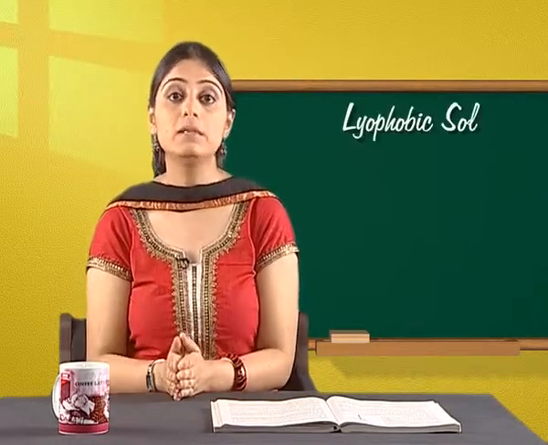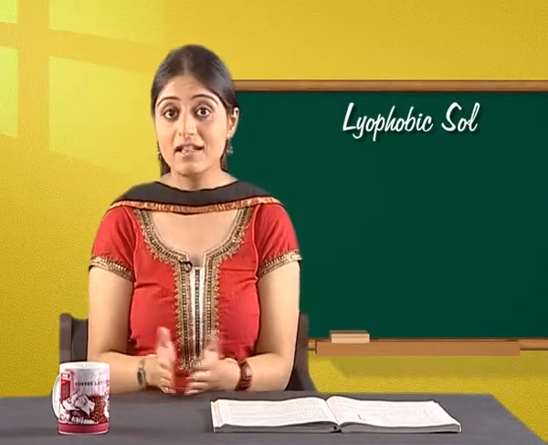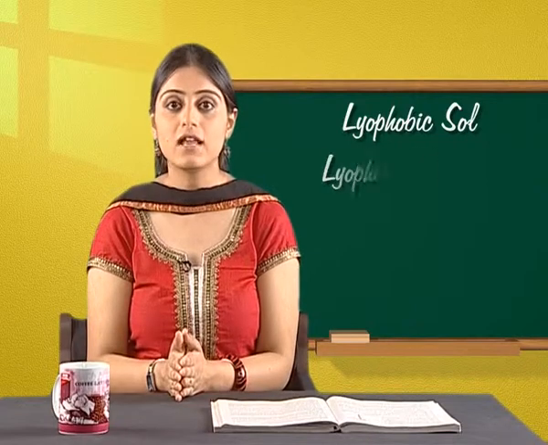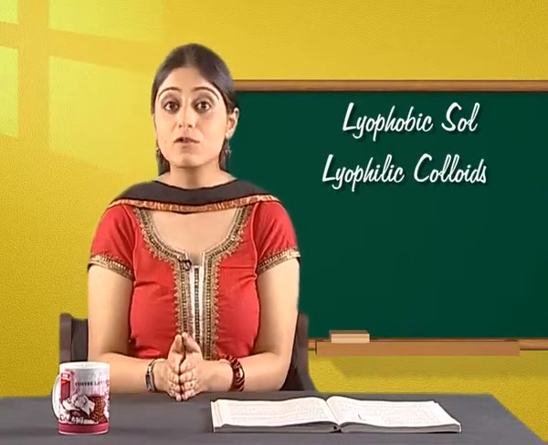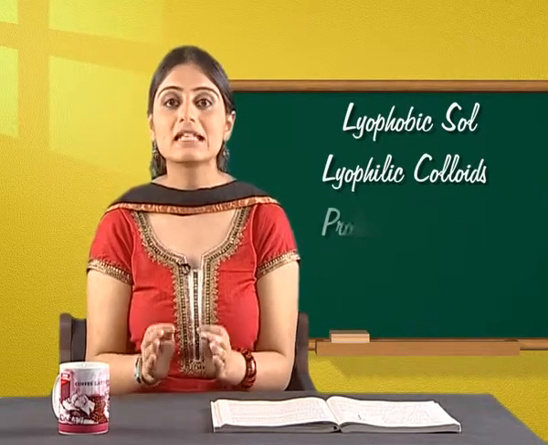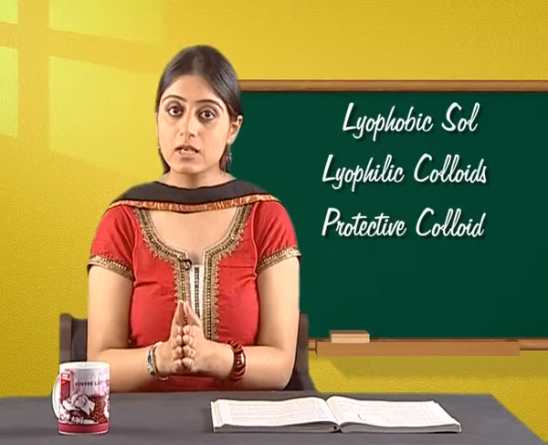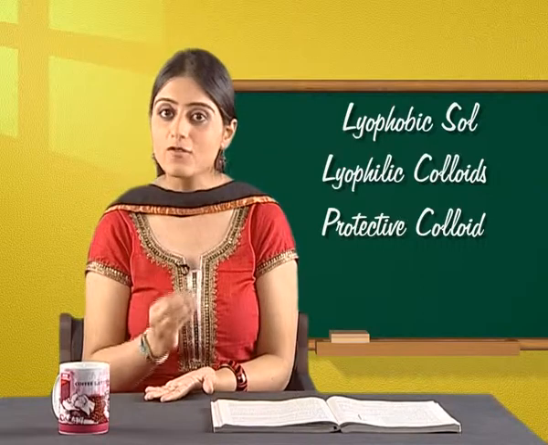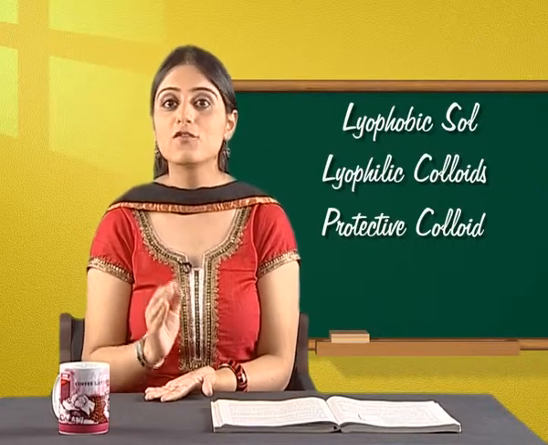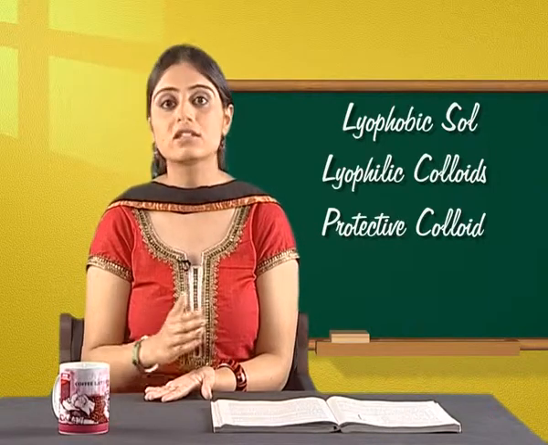The process of protecting a lyophobic sol from being coagulated or precipitated on addition of an electrolyte by the use of a lyophilic colloid is called protection, and the lyophilic colloid used for the purpose is called a protective colloid. For example, the addition of gelatin, which is a lyophilic colloid, to a gold sol, which is a lyophobic sol, protects the lyophobic sol from being coagulated on addition of sodium chloride solution.